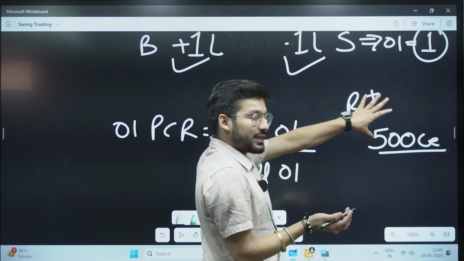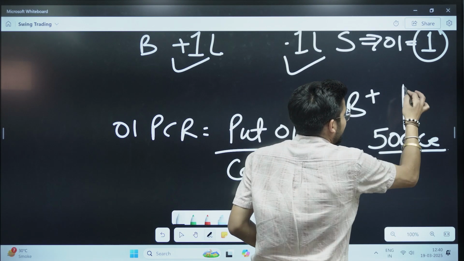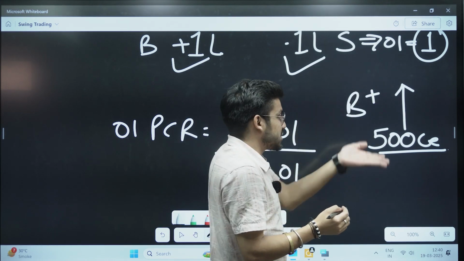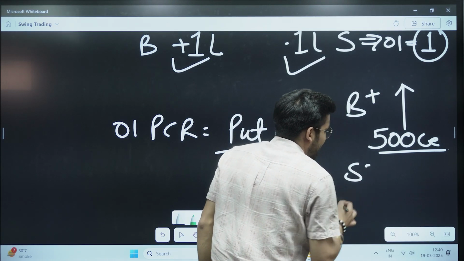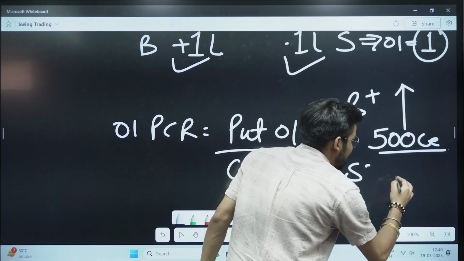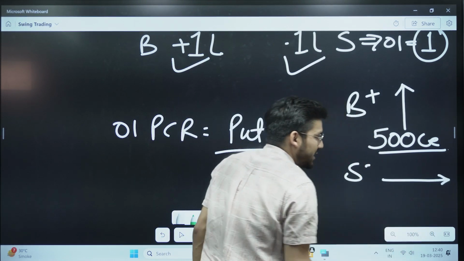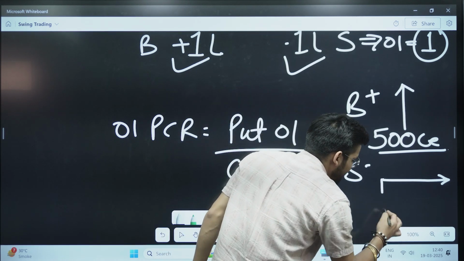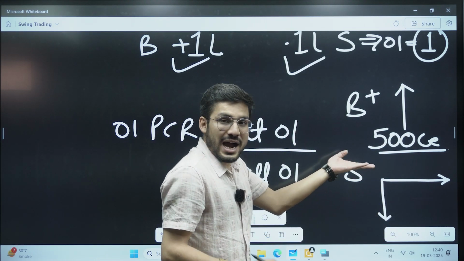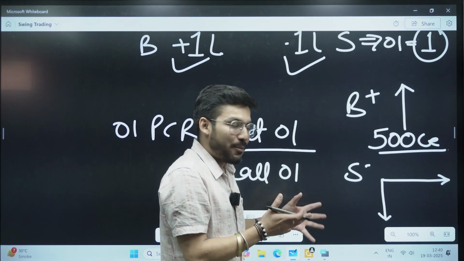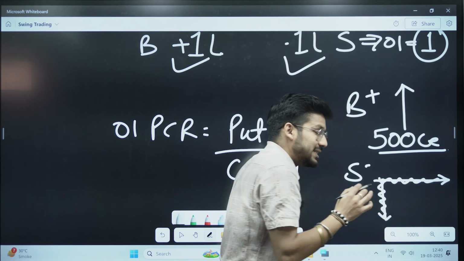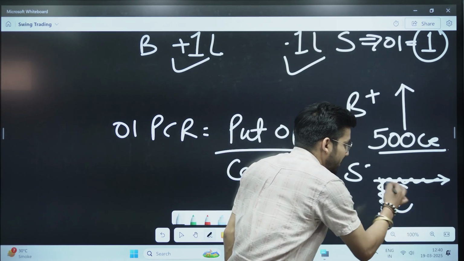Now if I'm buying it, my view is the market will go in the positive direction, right? But if I'm selling the 500 call option, what is my view? My view is the market can remain sideways, or the market will remain below the 500 strike price. So as a seller, I have an advantage because the market can move in two directions, the negative direction or sideways, and still I'll be in profit, right?